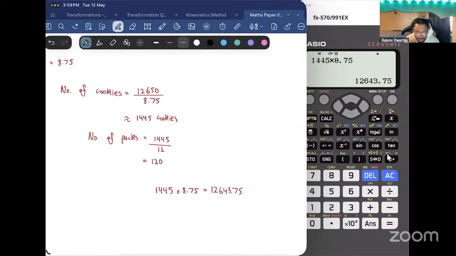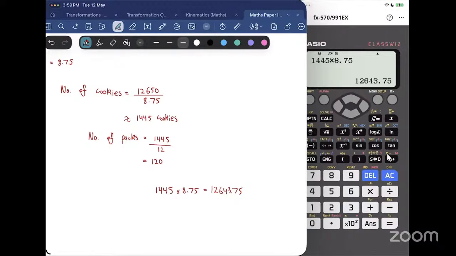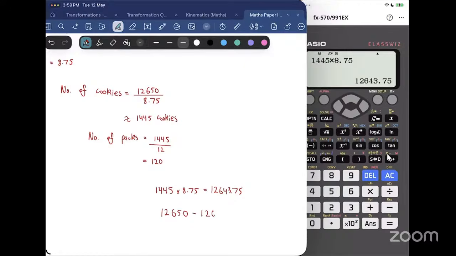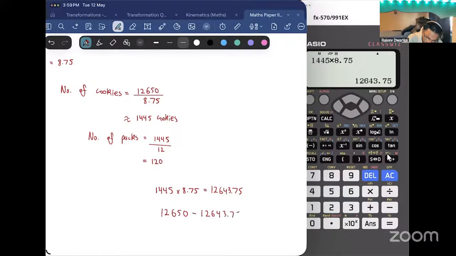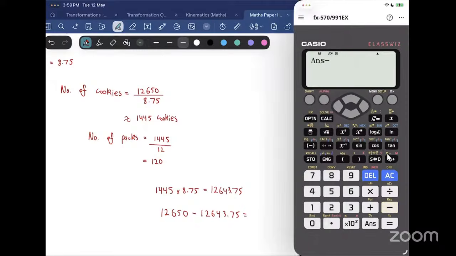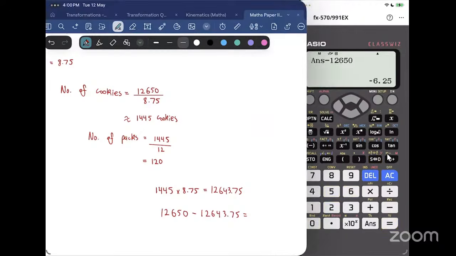But how much did we have at the start? 12,650. Can you see that there's a remainder? Yes, sir, but it's not going to be 50. Wait, let me check something. I'm wrong. Yeah, it's supposed to be 50 remaining, so 6.25.